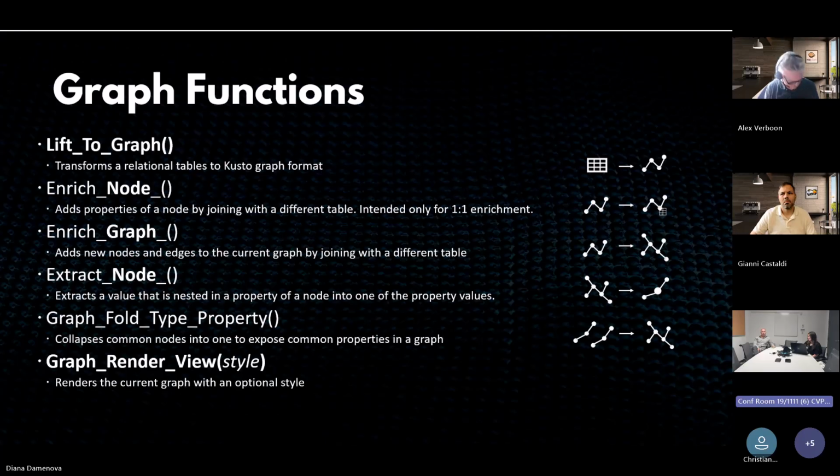Graph full type property, this is a specific function. It's not a family of functions. In some cases, you need to merge several different nodes of either the same type or the same property into one Uber node to represent an information, and Diana will show in a couple of slides an example around this. This function allows you to merge the different nodes into a single node pretty easily. And graph render view, we've already covered.